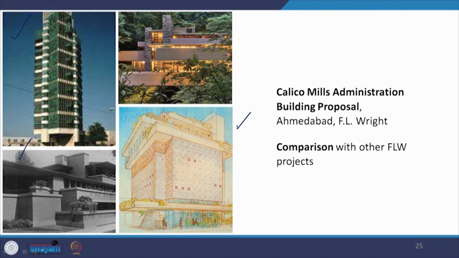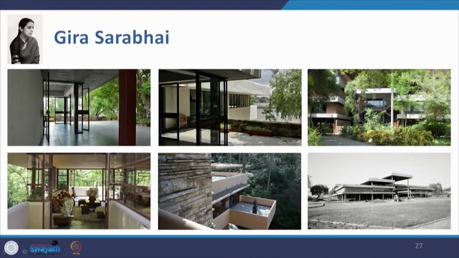So this is the same idea that we find in other works of Wright also being seen in Calico. Now we see the same ideas of organic architecture, free flowing spaces, and the way materials and forms are used in the works of Nari Gandhi. We see the way spaces are put together in the works of Gira Sarabhai, in one house that she designed in Ahmedabad, and also in the NID building, the National Institute of Design building.